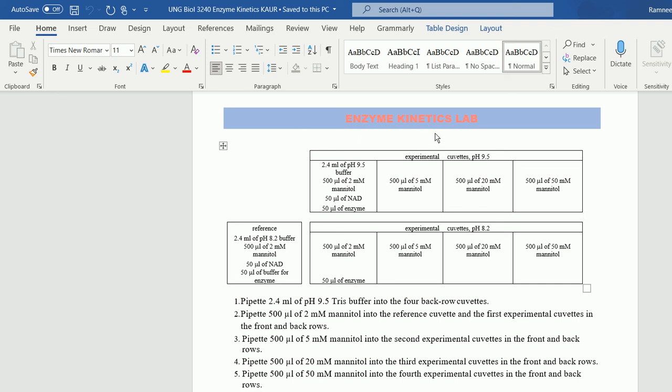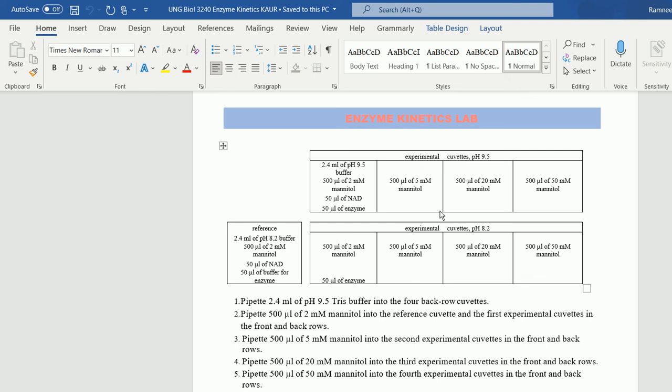Now in the second cuvette, you will put the same buffer, because this is again 9.5. So buffer will be 9.5, 2.4 same. In all these 4, they will all get the same buffer. They will all get 50 microliter of NAD. They will all get 50 microliter of enzyme. But what is the difference between these 4 cuvettes is, the first one is getting 500 microliters of 2 millimolar mannitol, and this is getting 500 microliter of 5 millimolar mannitol, and third one is getting 500 microliters of 20 millimolar mannitol, and the last one is getting 500 microliters of 50 millimolar mannitol.